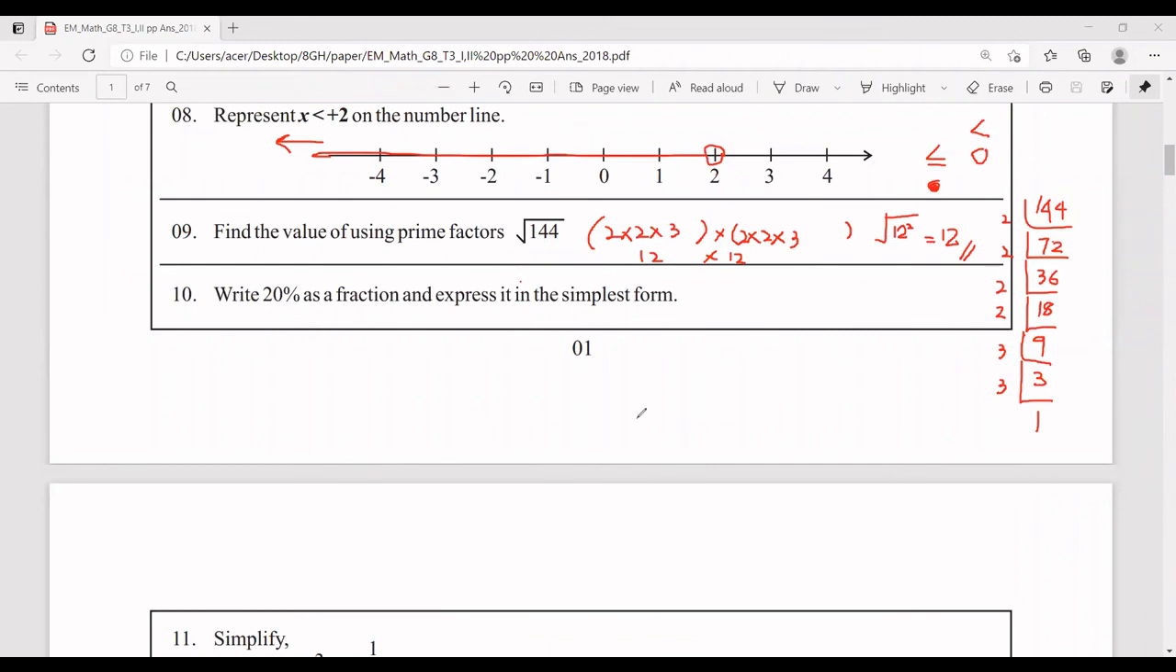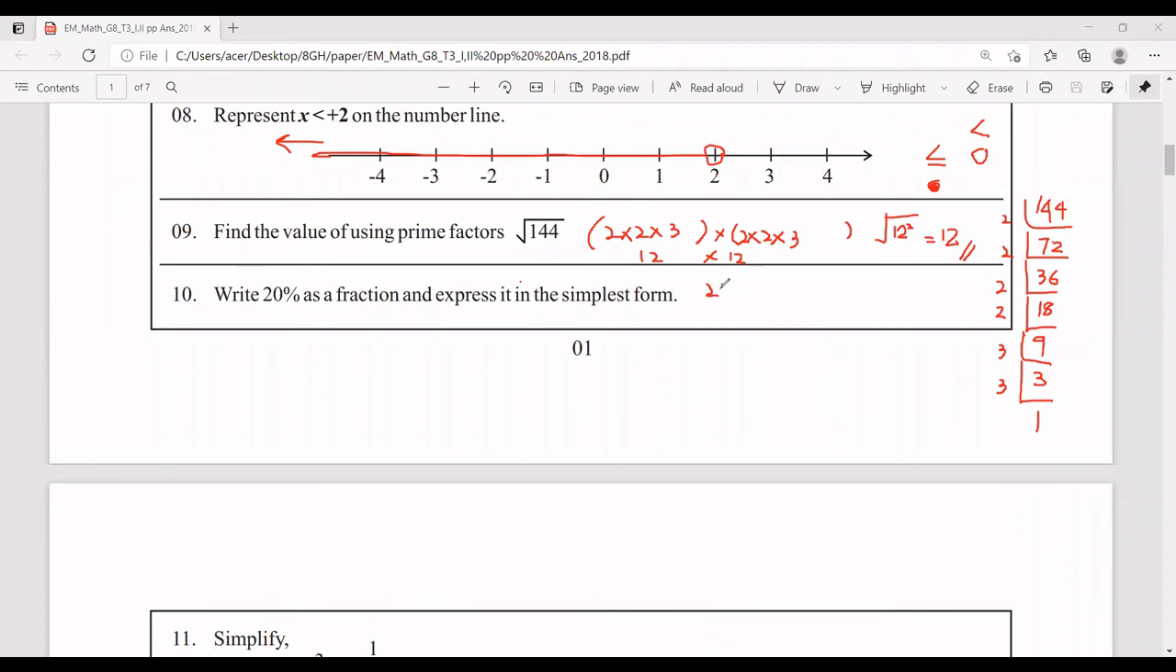Now the 10th problem. Write 20% as a fraction and express it in the simplest form. You can write any percentage as a fraction by writing the denominator as 100. Now tell me the fraction. What should be the fraction? 20 over 100. Yes, 20 over 100.